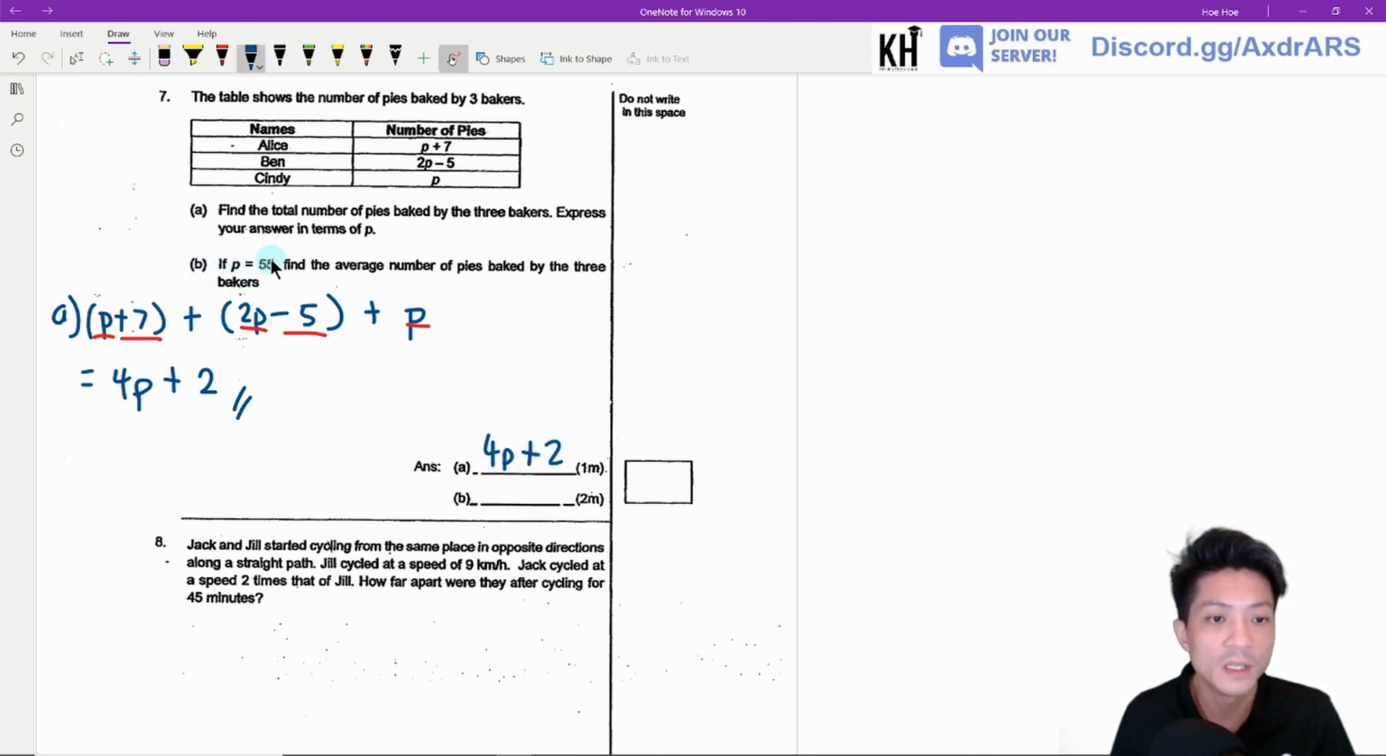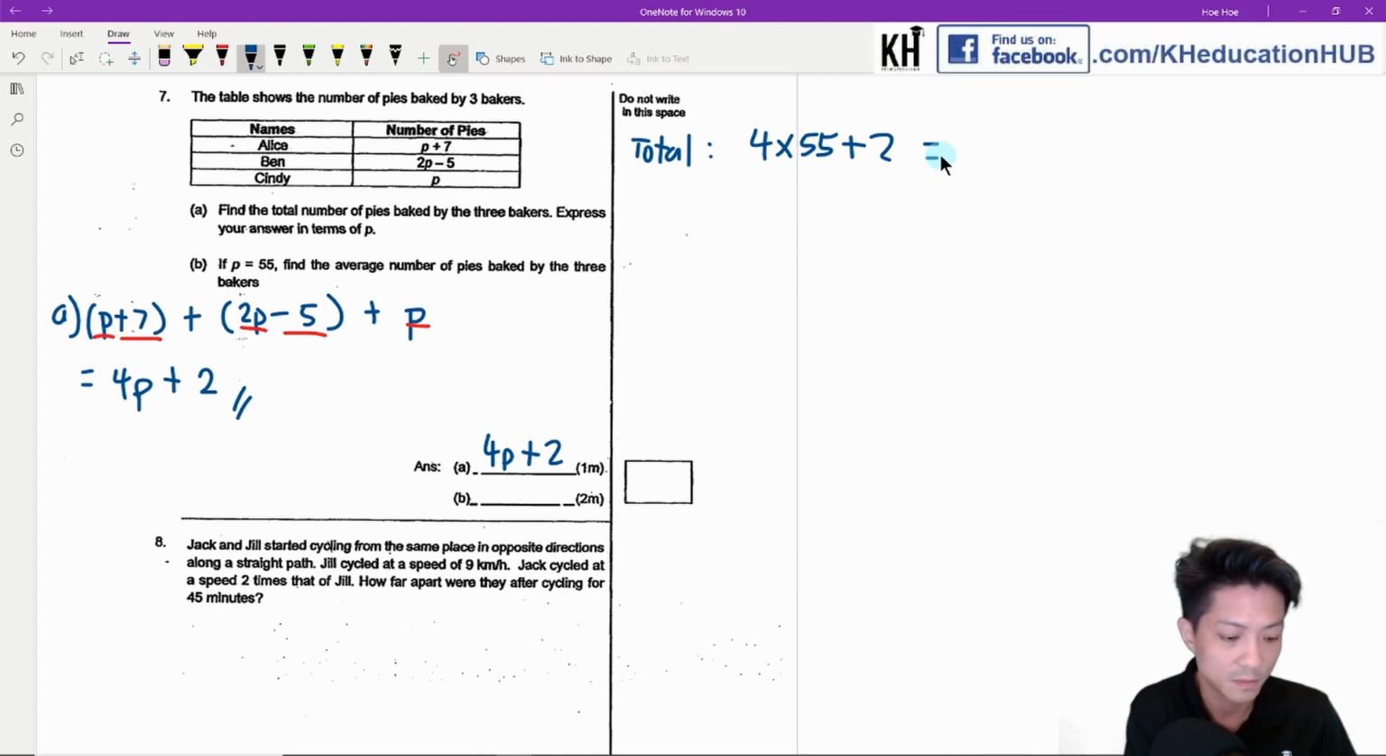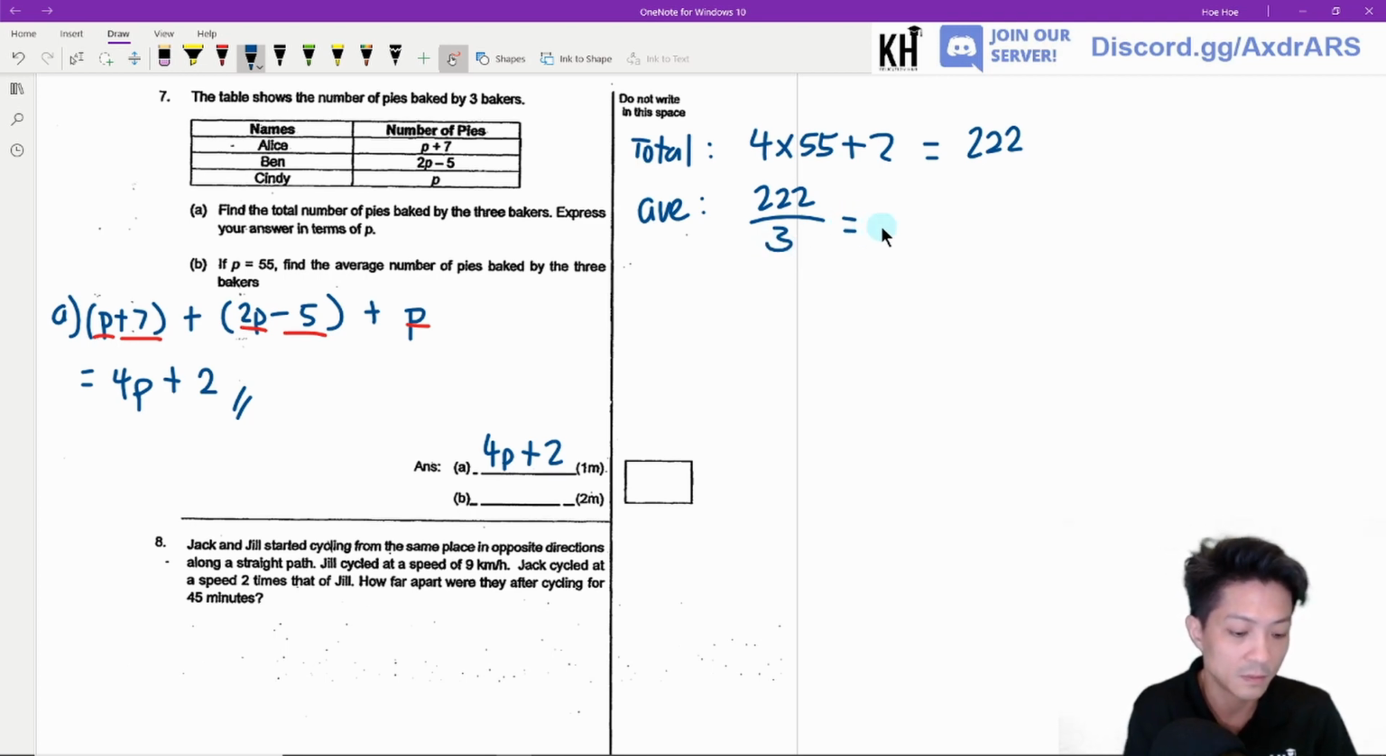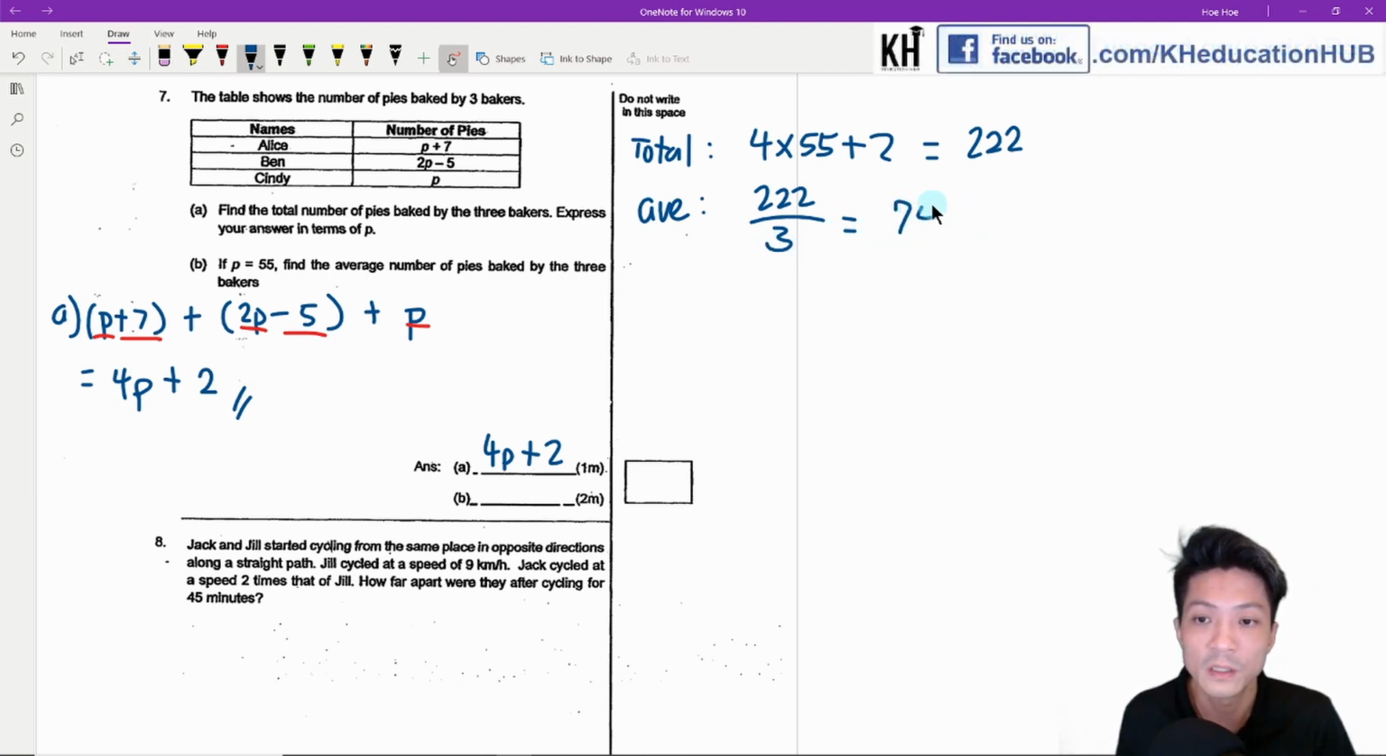For part B, if P is equal to 55, find the average number of pies baked by the 3 bakers. Okay, so I'm going to find what is the total first. Total will be 4 times 55 plus 2. Okay, which will give me 222. Next, to find the average, okay, I need to use 222 divided by 3. Okay, that's going to give me 74.